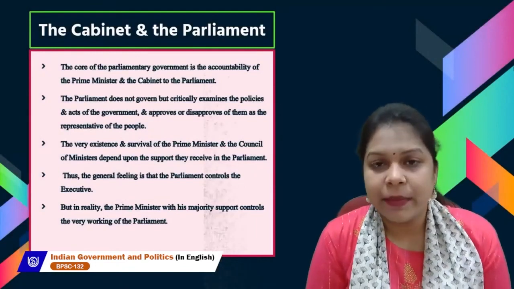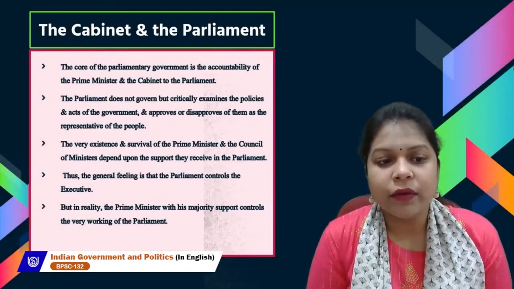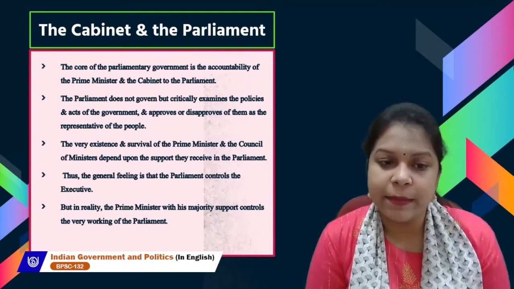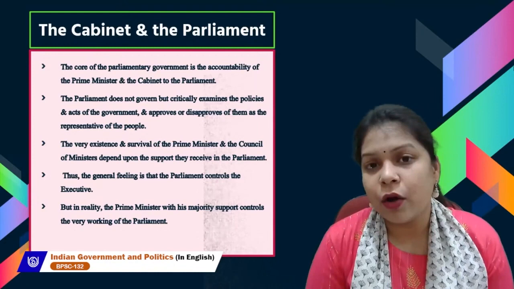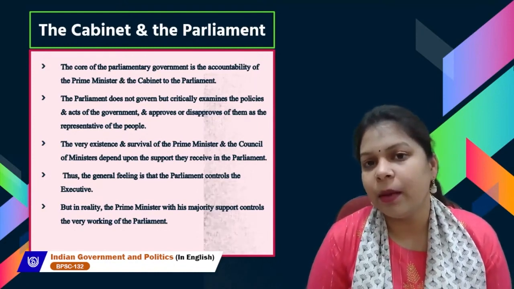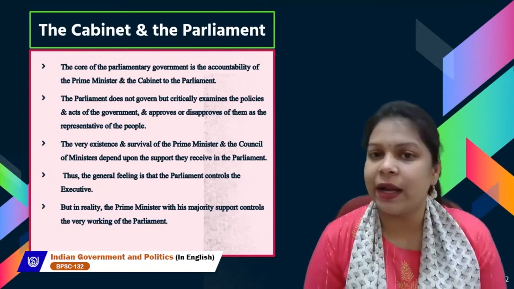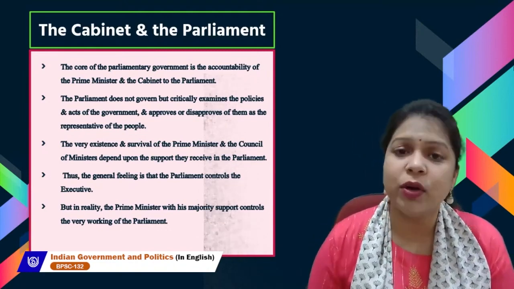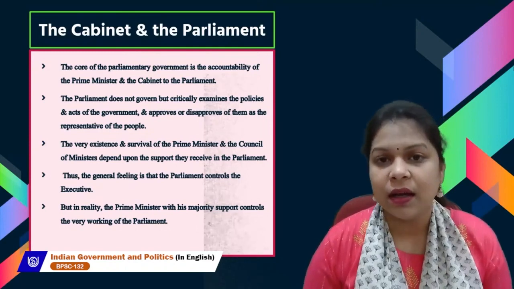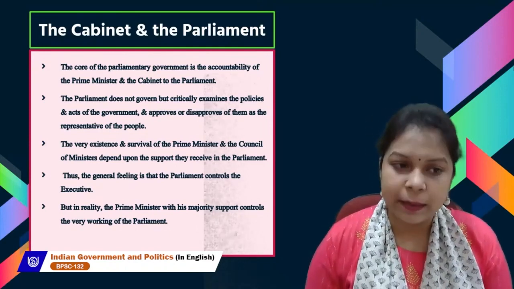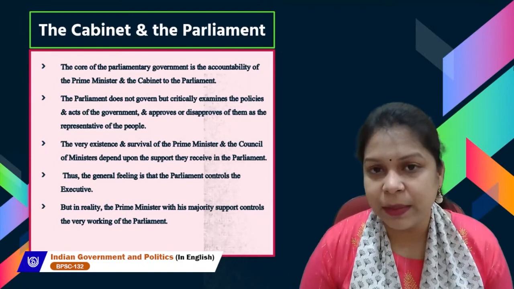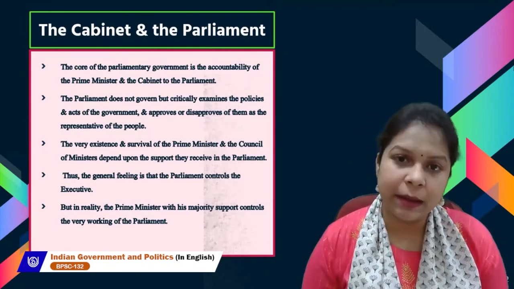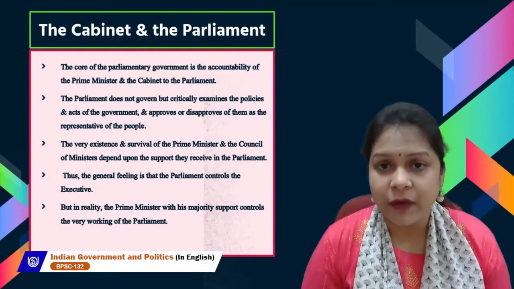Let's talk about the cabinet and the parliament. The core of the parliamentary government is the accountability of the prime minister and the cabinet to the parliament. As I already said, there is a link between the executive and the legislature in the parliamentary form of government. So we can say that the executive is responsible towards the legislature, or the parliament. It is the responsibility of the executive to present before the parliament and answer questions if asked.